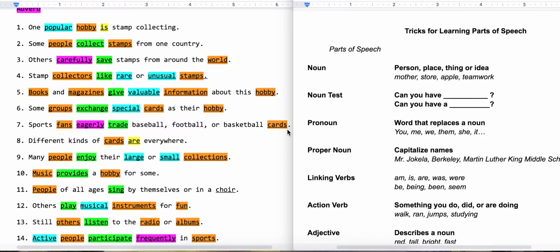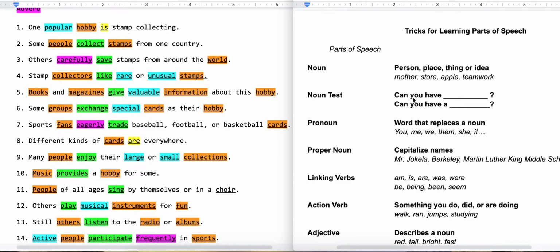Now, the rules you have to know in order to play this game well are the tricks for learning parts of speech over on the right-hand side. So, a noun is a person, place, thing, or idea. Examples would be like a mother is a person, a store is a place, an apple is a thing, and teamwork is an idea. So the way you want to do this is you want to try to figure out whether the word is a person, place, thing, or idea. And if you think it is a noun, then you use the noun test and you put it in there.